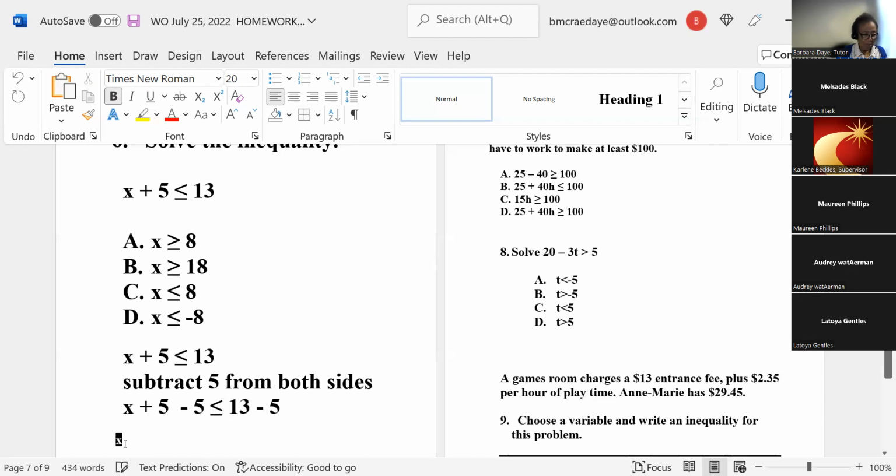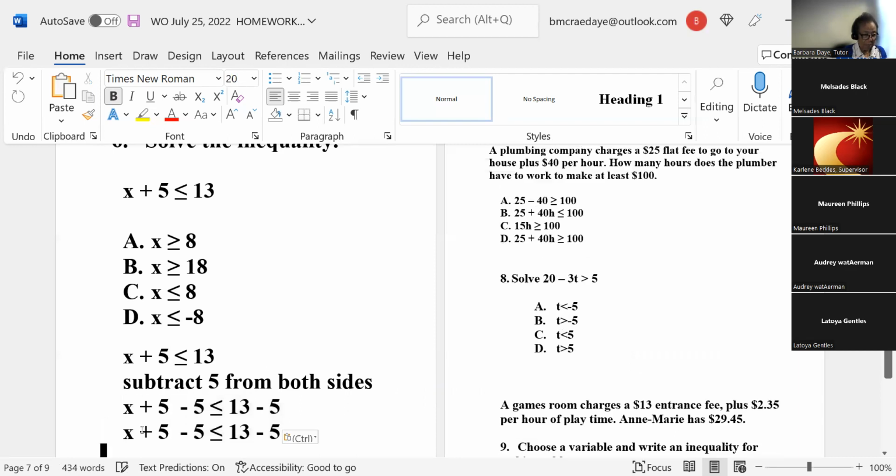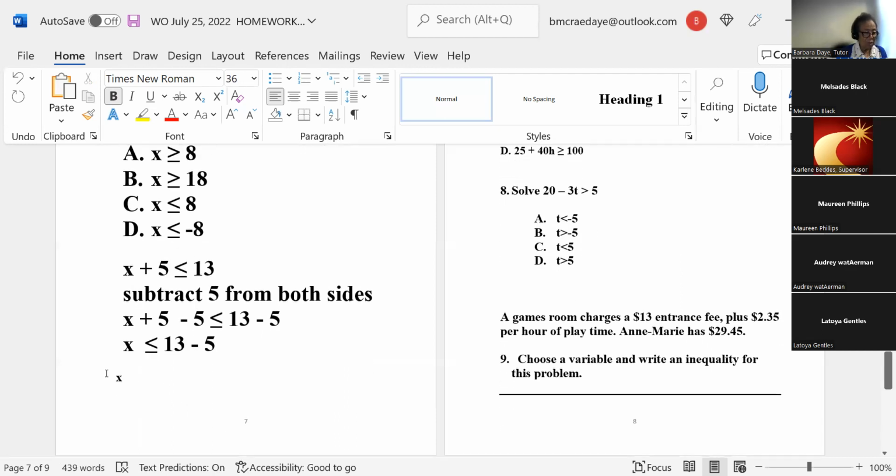Wait, Maureen, I don't understand what you're saying. X plus 5, and you subtracted the 5. So on the left, you're just left with X, right? Plus 5 minus 5 is 0, so let's take this out. That's 0. Now, 13 minus 5 is what, Maureen? 8. Okay.